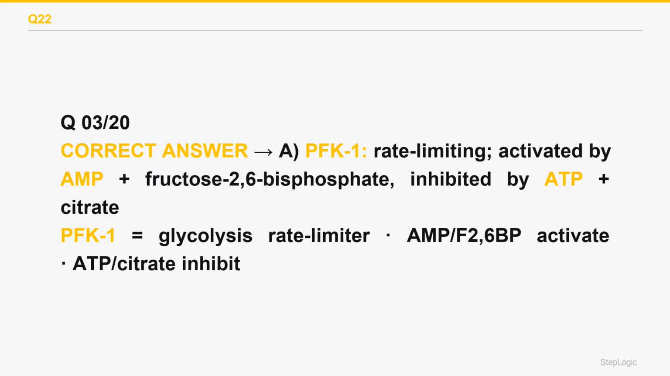The logic is energy balance feedback. When the cell needs energy, with high AMP and low ATP, PFK1 is turned on to run glycolysis. When energy is plentiful, with high ATP and high citrate, it is turned off. Fructose 2,6-bisphosphate is the link to hormonal control. Insulin raises it, promoting glycolysis. Glucagon lowers it, favoring gluconeogenesis. The PFK1 rate-limiting step, activated by AMP and fructose 2,6-bisphosphate and inhibited by ATP and citrate, is the answer.